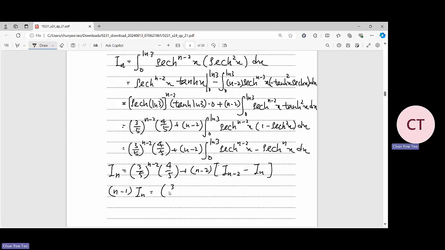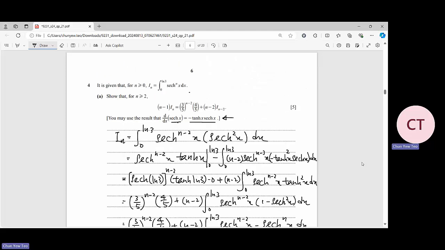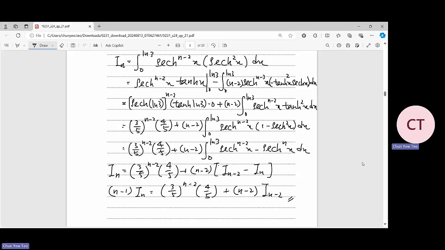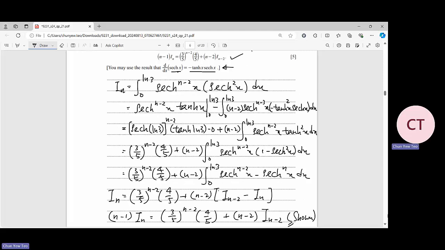I n is equal to this plus the n minus 2 of I n minus 2. Okay, so is this what they want? Yes, they wanted to show this. So just shown. Over here, consider done already. Just say shown. So this will be the answer for question number 4A.